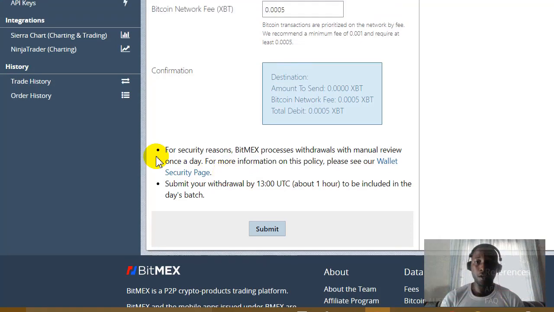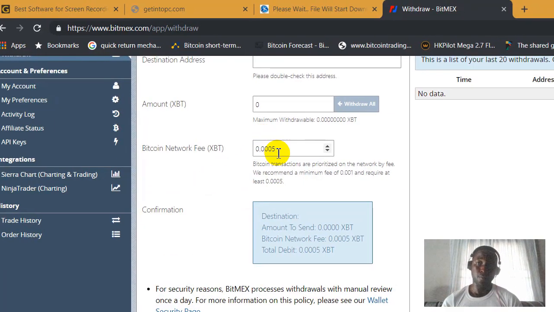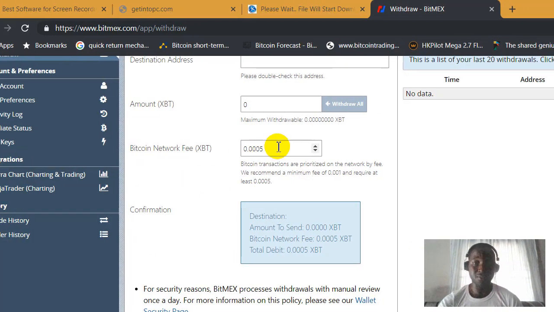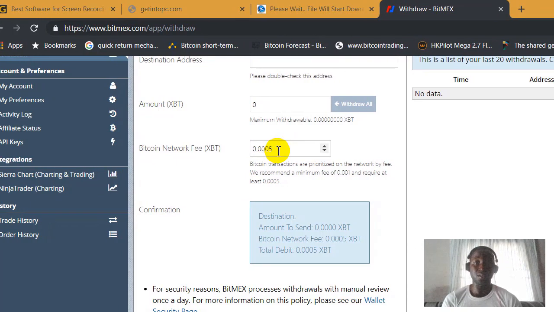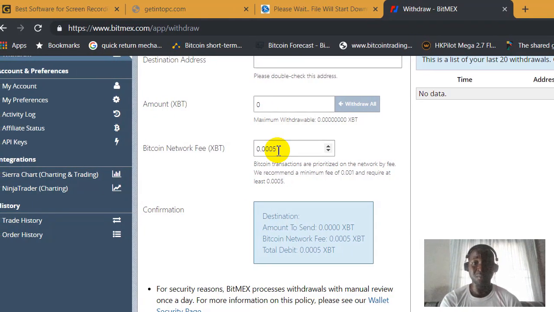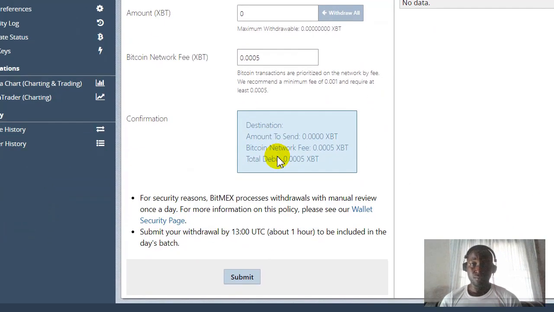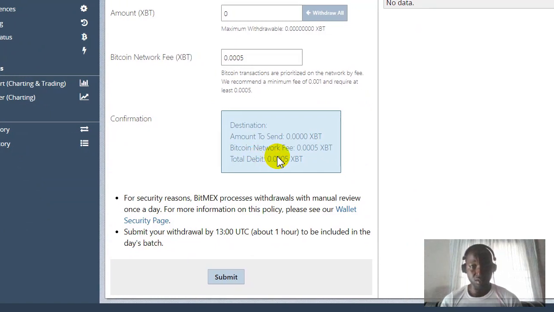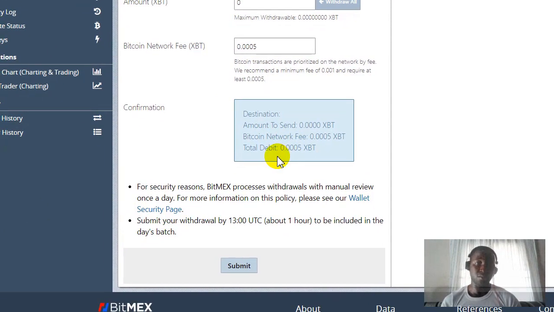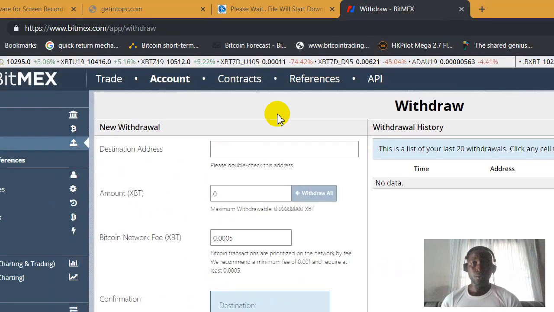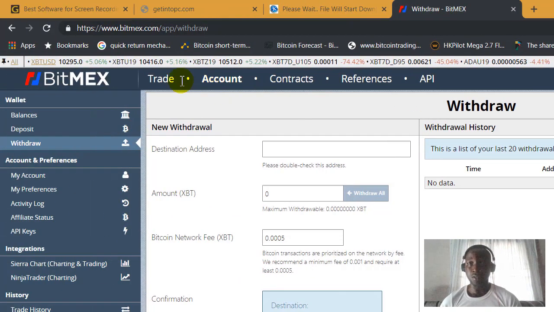So I always reduce my mining fee, the Bitcoin network fee, to about 0.05, so it can be confirmed faster. That's about $5. Sometimes you can reduce it even less than that. But if you want your money faster, you increase the mining fee. So that's it about withdrawals and deposits.